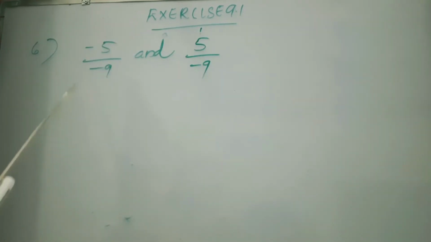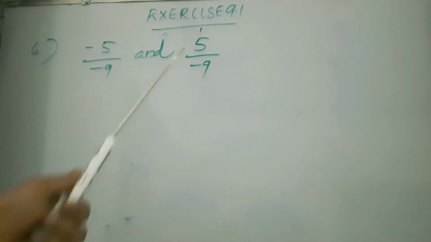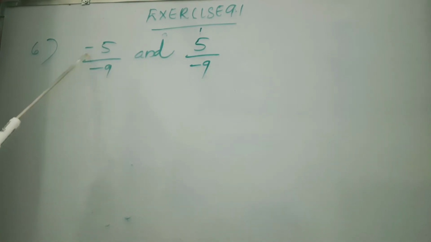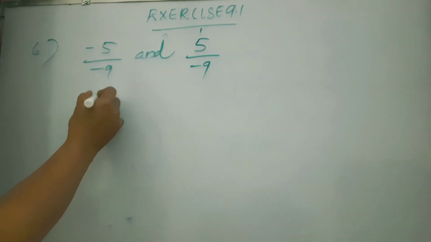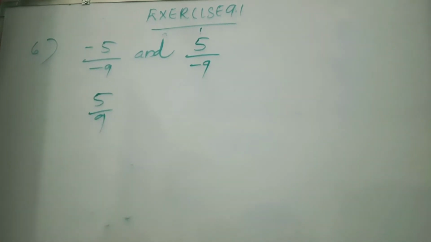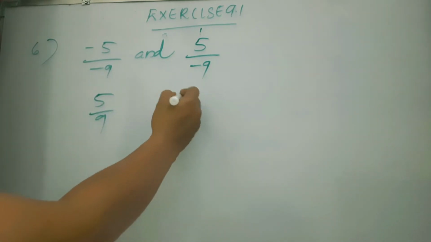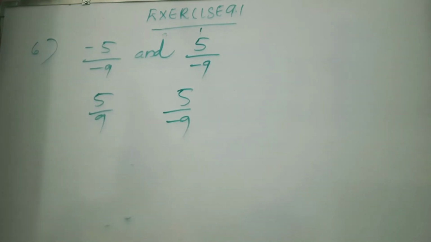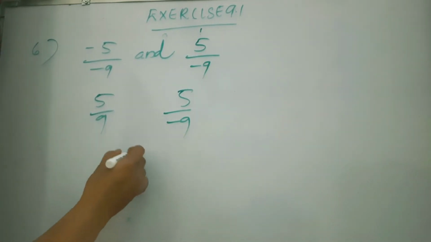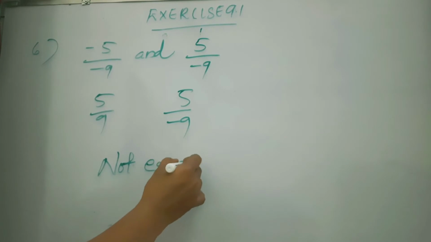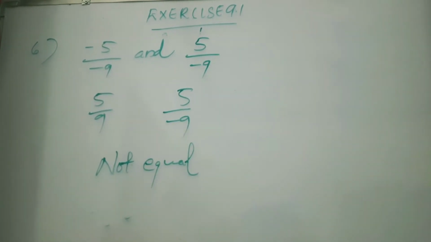Look at another two rational numbers, negative 5 by negative 9 and 5 by negative 9. When you rewrite this, you get negative 5 by negative 9 as 5 by 9, because both numerator and denominator are negative, that means the rational number is positive, 5 by 9. These two negatives get cancelled, and it becomes positive. And the other one is 5 by negative 9. They are not equal because one is a negative rational number and the other one is a positive rational number. So they are not equal.